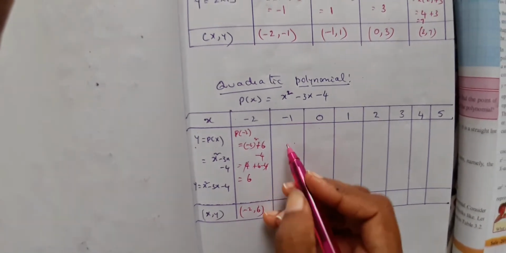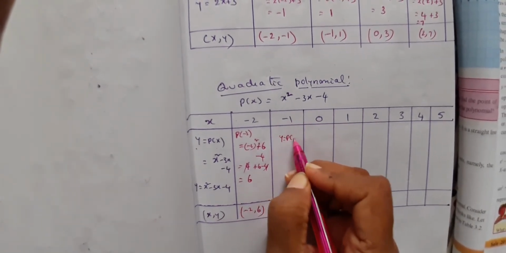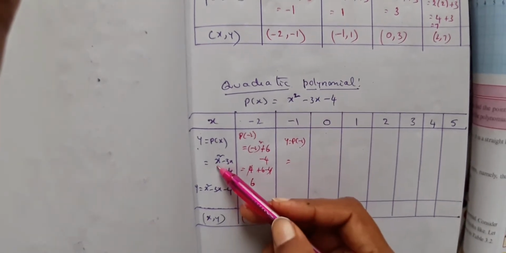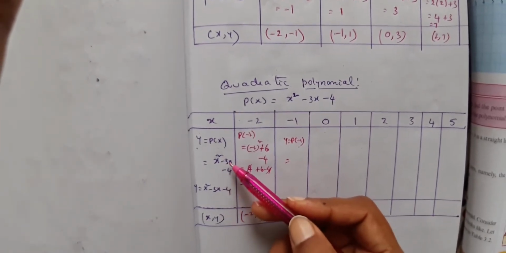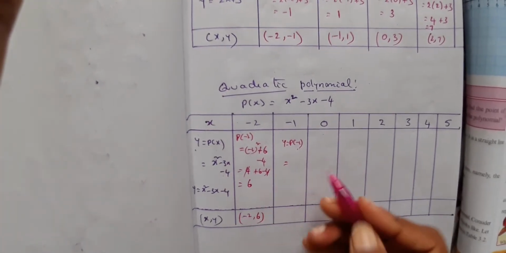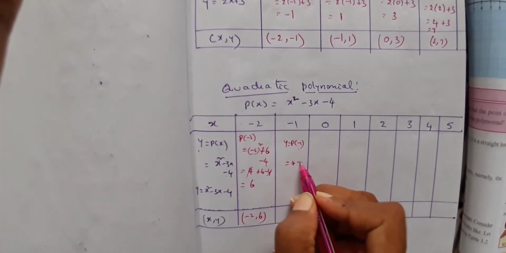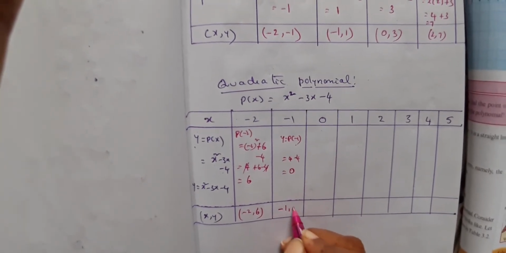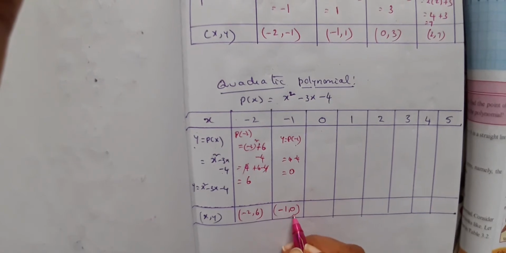Likewise we will be getting y is equal to p of -1. So what is the value? Directly you can do. -1 square is 1. Minus of minus, plus 3. 1 plus 3, 4. Plus 4 minus 4, 0. So what is the value here? -1 comma 0. This is the x value, this is the y value.